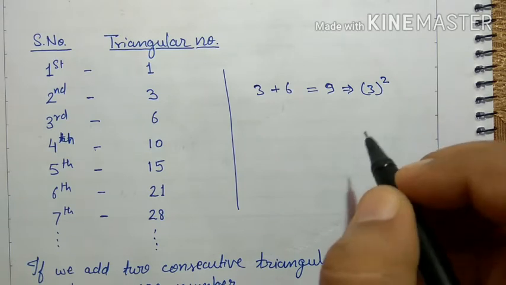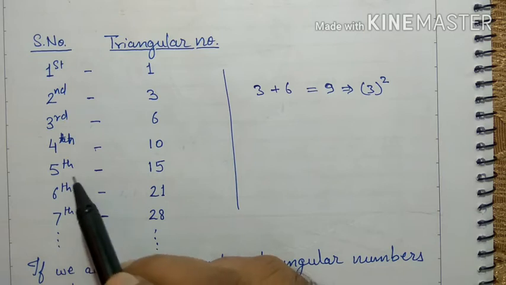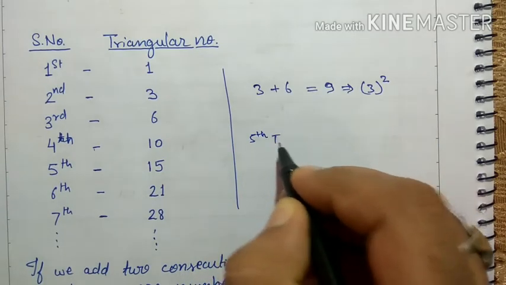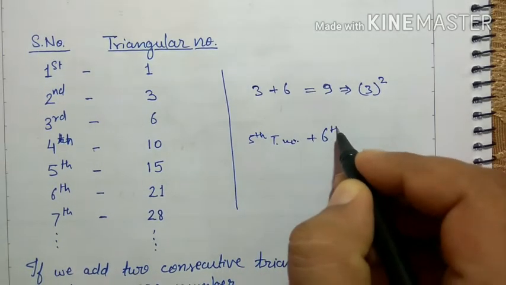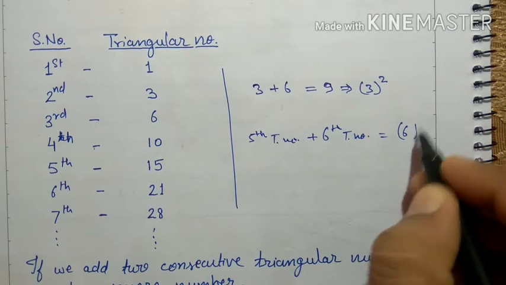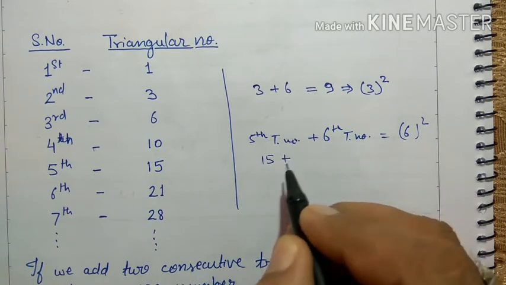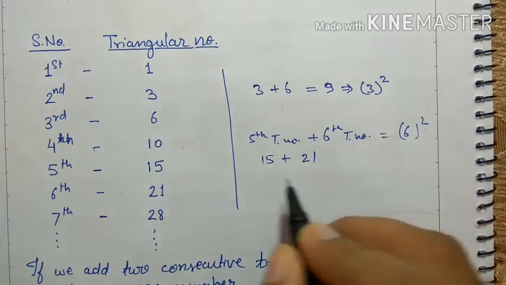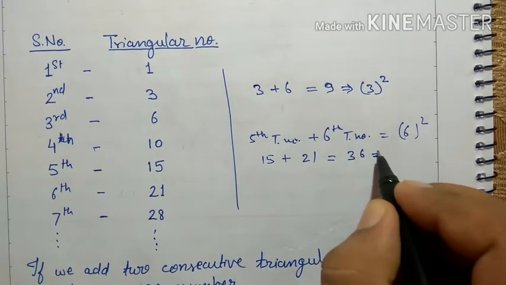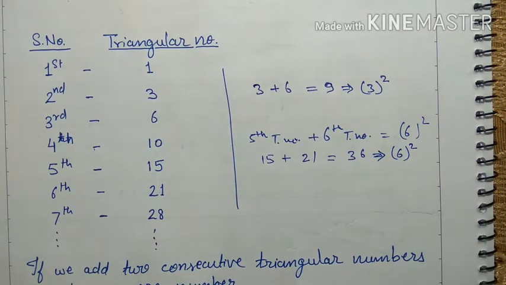If we add the fifth and sixth triangular numbers, we will get the square of 6. What is the fifth triangular number? This is 15. What is the sixth triangular number? That is 21. So 15 plus 21 is 36, and 36 is the square of 6. I hope you understand this property. Now come to the next one.